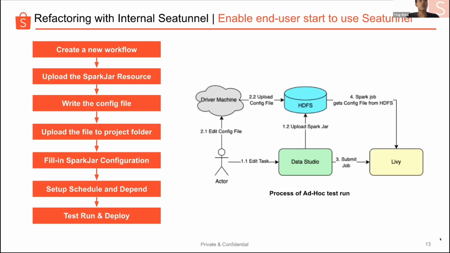Then the user needs to make sure they have access to one of our HDFS driver machines so that they can upload the application configuration. After that, fill in the rest of the Spark configuration in Studio. Finally, the user can do a test run. If no error occurs, the user can check data by querying the output table or checking them in HDFS and all other things directly. If everything's fine, set a scheduler time and deploy to the scheduler.